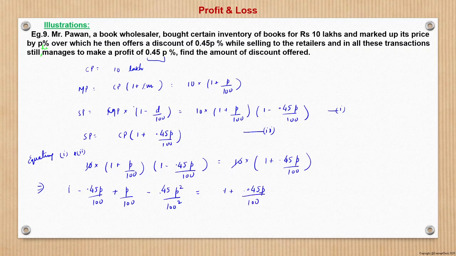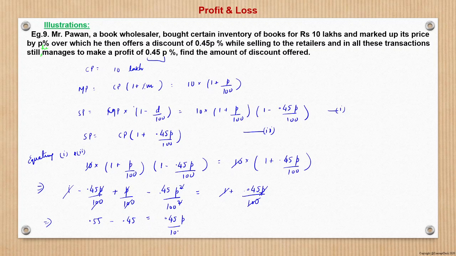upon 100. 1 gets cancelled, right? And 100 is common on both sides, so 100 gets cancelled, and P is common across all the terms, so it gets cancelled. So what remains is 0.45 here, also minus 0.45, and this is 1. 1 minus 0.45 is 0.55 minus 0.45.